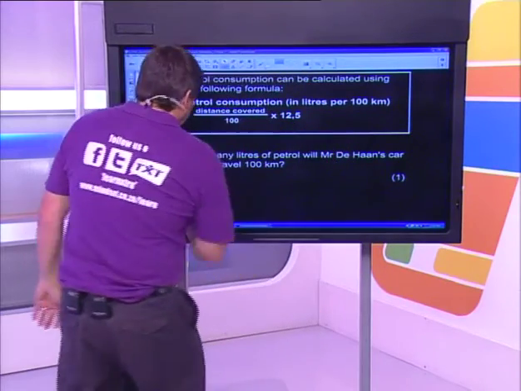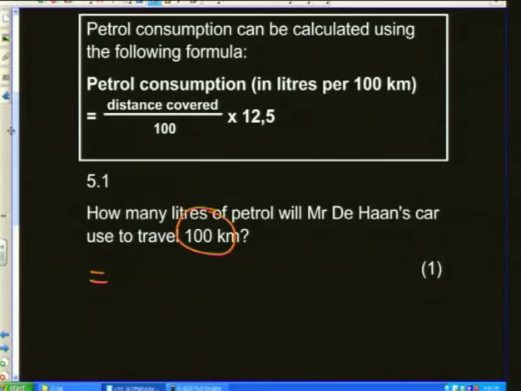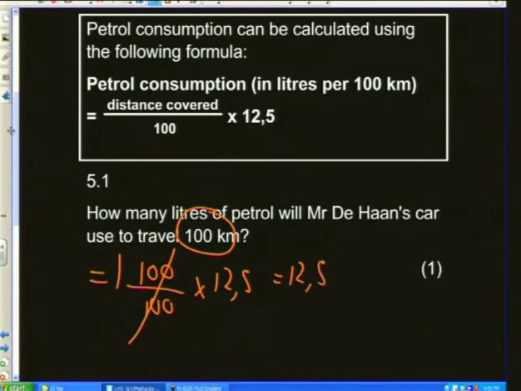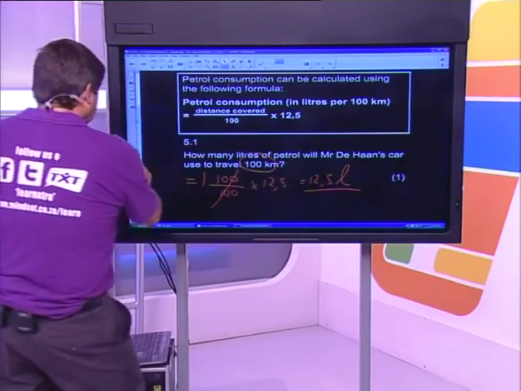Okay, so how much distance has he covered? He's covered 100 kilometers. We're going to divide it by 100 and then multiply by 12,5. Now, guys, 100 over 100 is 1. 1 times 12,5 is 12,5. So we know that this guy uses 12,5 liters of petrol for every 100 kilometers he travels. So if he travels 200 kilometers, he's going to use 2 lots of 12.5 liters, which is 25 liters of petrol. Let's look at our next question.